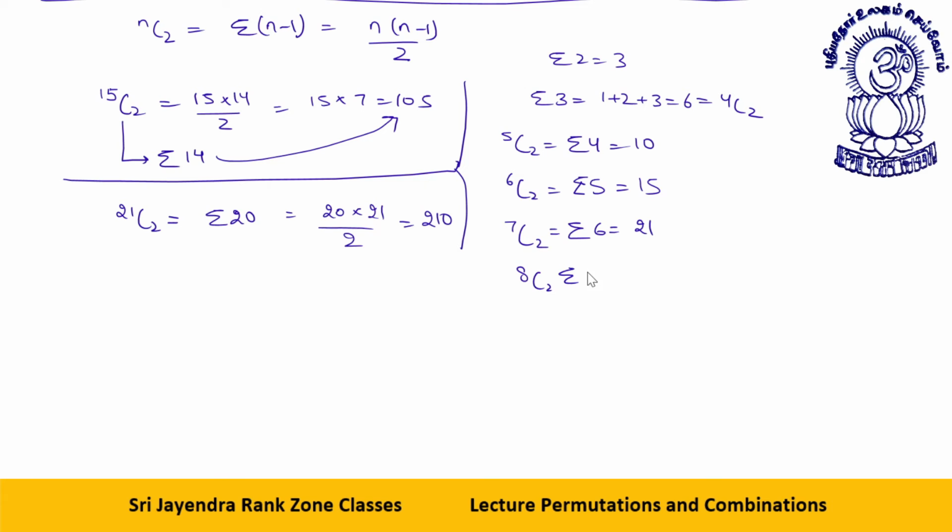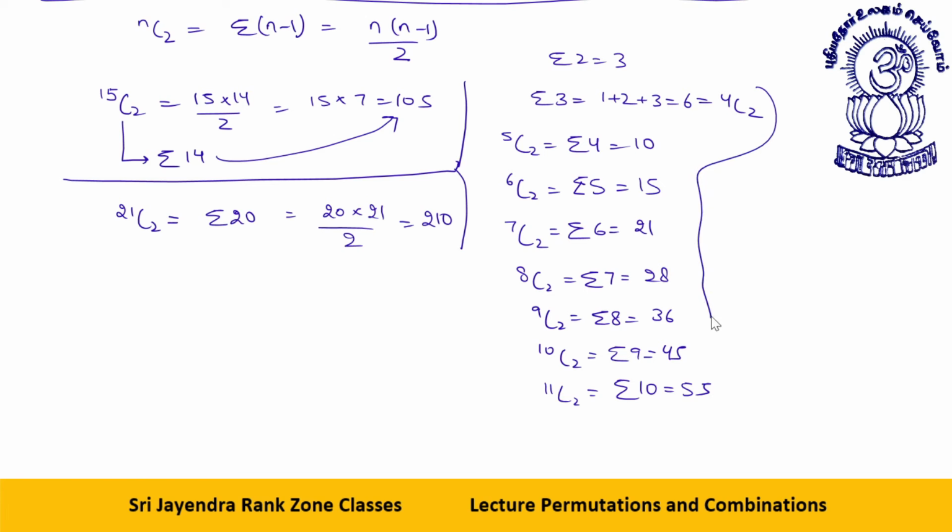8C2 is summation 7, that is 28. 9C2 is summation 8, that is 36. 10C2 is summation 9, 45. Last, 11C2, this is important. This is summation 10, or 55. These are the few values which you must be thorough with.